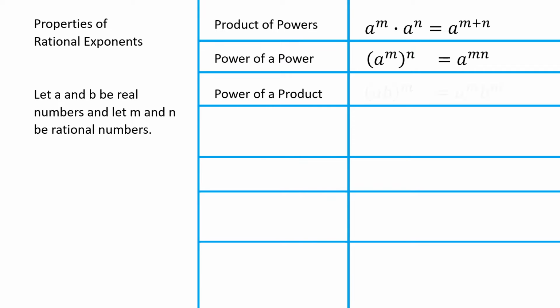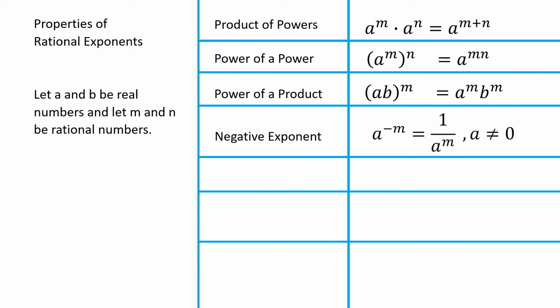Power of a product. If a times b, if the whole thing is being raised to the exponent of m, that's the same as a raised to the m times b raised to the m. Negative exponent, of course, this will lead us to a reciprocal. If you've got a raised to the negative m power, it of course would be 1 over a to the m. Notice in this case there's a restriction. A cannot be equal to 0. We're not allowed to divide by the number 0. So usually we'd say that a could be any real number, but in this case there's a restriction.